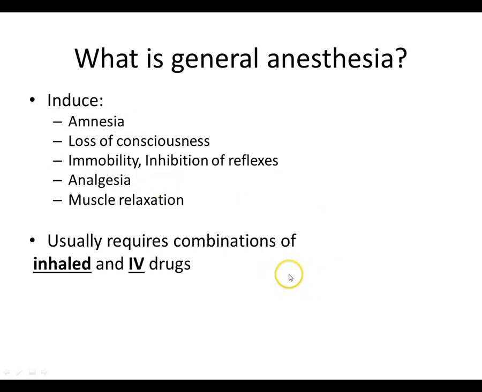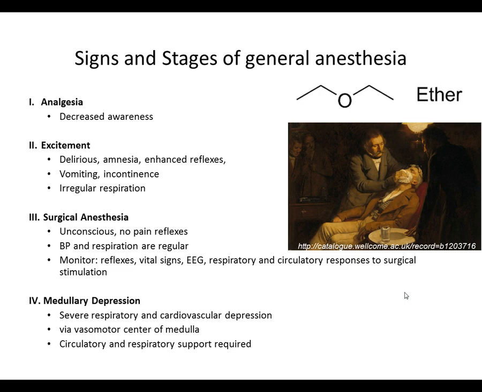In rare cases, a single drug will be used for general anesthesia, but typically it will involve a combination of drugs and a combination of inhaled gases or volatile liquids and intravenous injectable drugs. One of the first general anesthetics that was discovered is ether, and it was used for surgical procedures, but also recreationally for a long time. Ether was a slower acting anesthetic than the drugs that we use today, but it was helpful in defining the different stages of anesthesia.